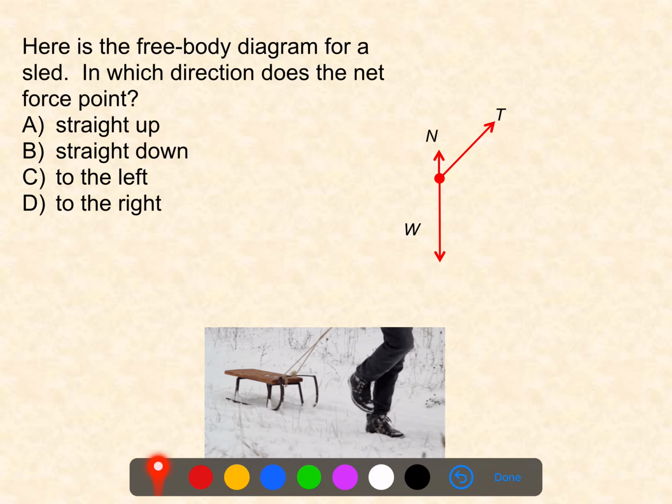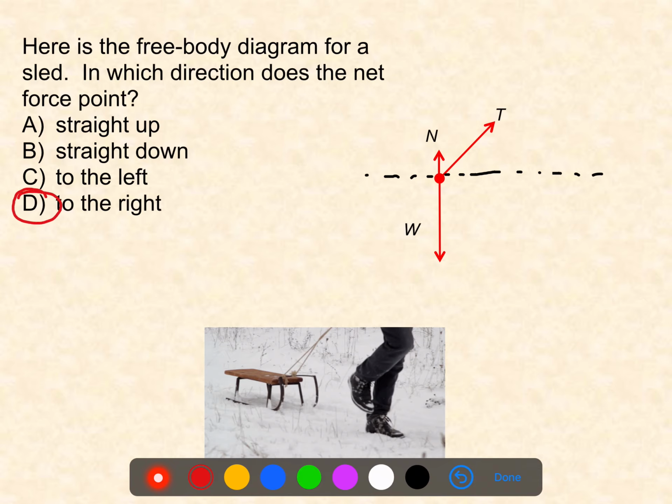And if that's the case, we may draw a free body diagram like you see here, where the weight force points down, and the normal force points perpendicular to the surface, which is the snow. So we can imagine that the snow is horizontal. And then the tension force of me pulling on the rope points off at an angle. Based on the lengths of the vectors of these forces, you can deduce what direction the net force is going to be. So go ahead and take a minute to think about that. And after you've thought about it, hopefully you can see that the correct answer here should be to the right.